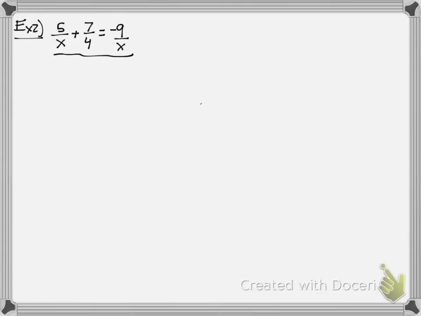We're going to find the LCD of the entire equation and multiply both sides by that.